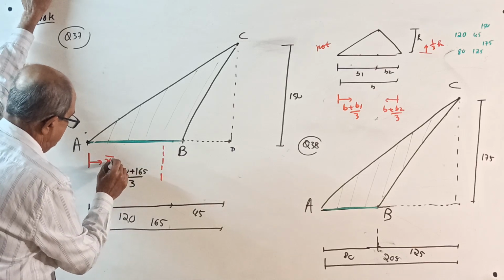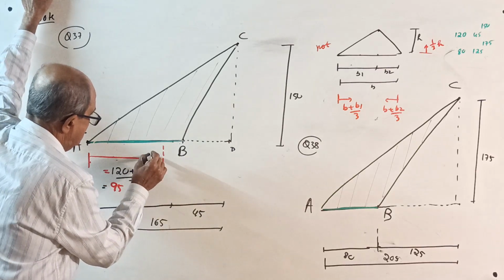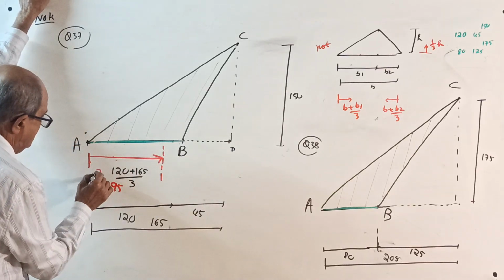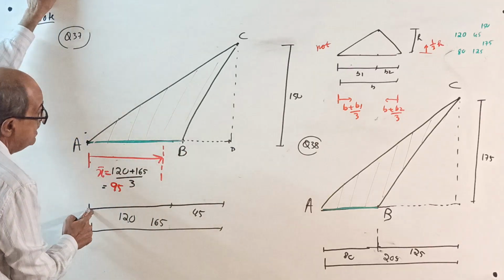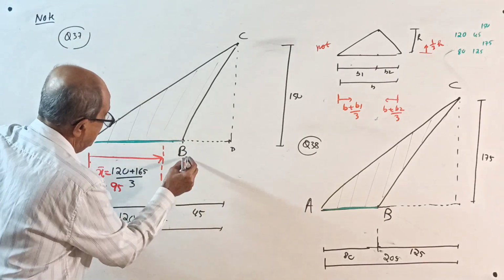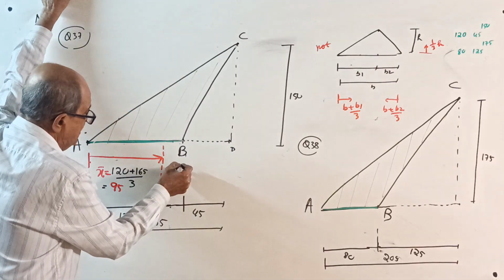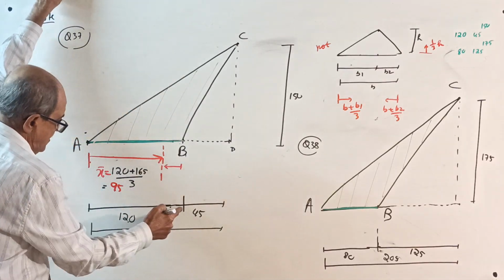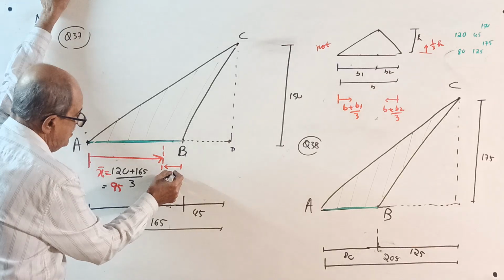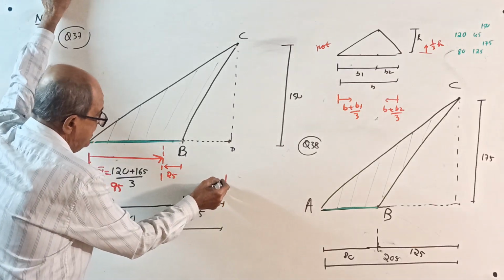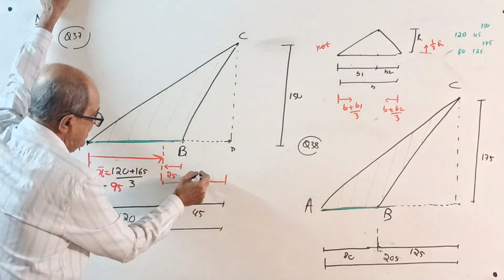See, from here to here is x bar. This is your x bar equal to 95. Once it is 95, this is what up to here. Okay, little writing problem, you should not bother. Once it is 120, from 120 subtract 95, it is 25. Or from here if you want, from 165 subtract 95, it is 65.